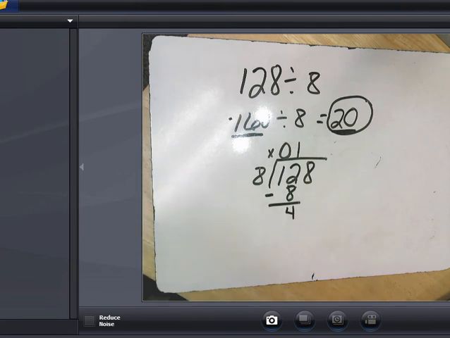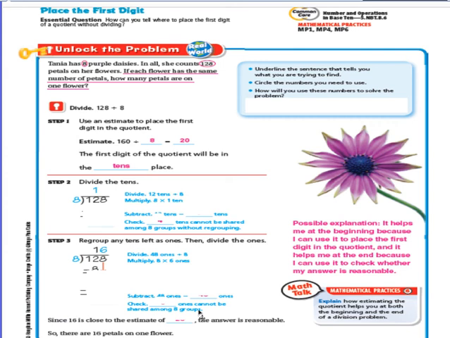So let's go back to our book, and it says here, I can do 1. So I would have 8 tens. So what did I put in my tens column? I put an 8 here.